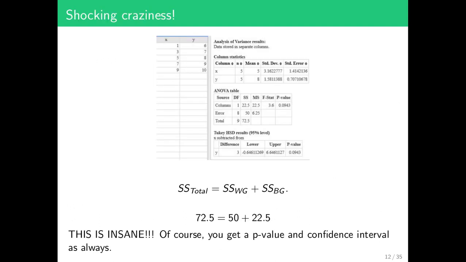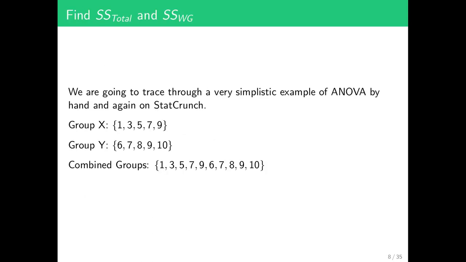Okay, now here's the shocking craziness. If you like the Pythagorean theorem, you're going to like this one because it's really the same. The sum of squares total is the sum of squares within group plus the sum of squares between group. And you're like, what? Where did that come from? Yeah, there's orthogonality under the hood.